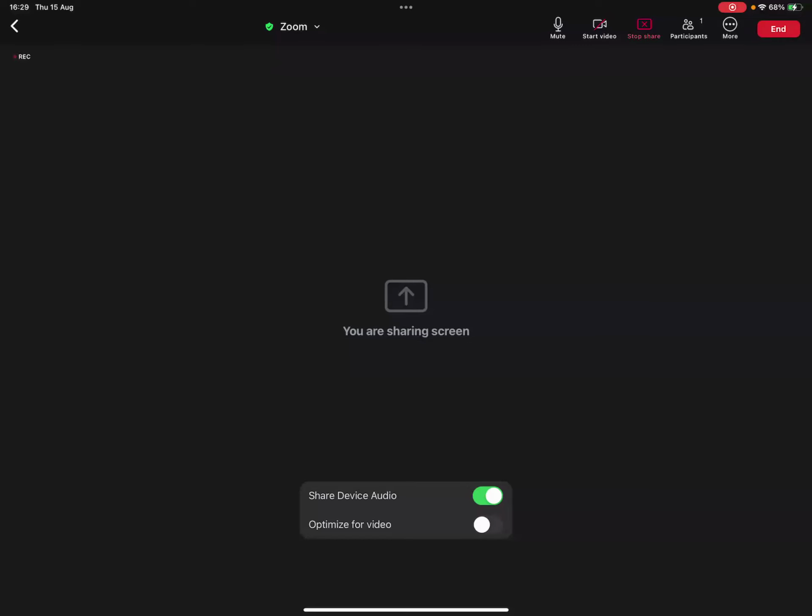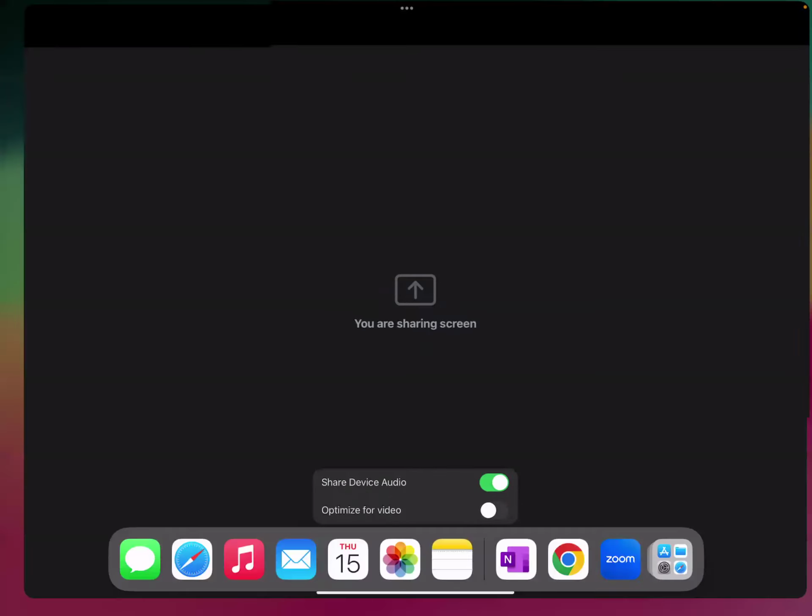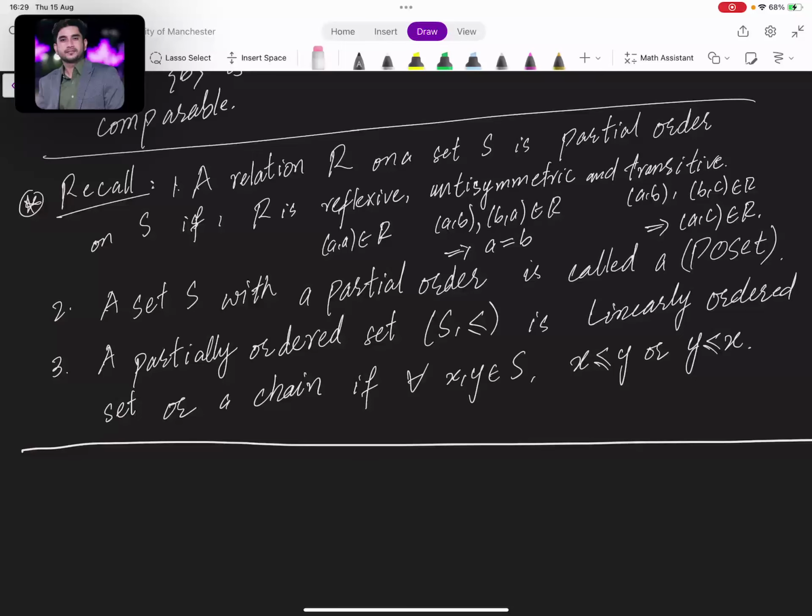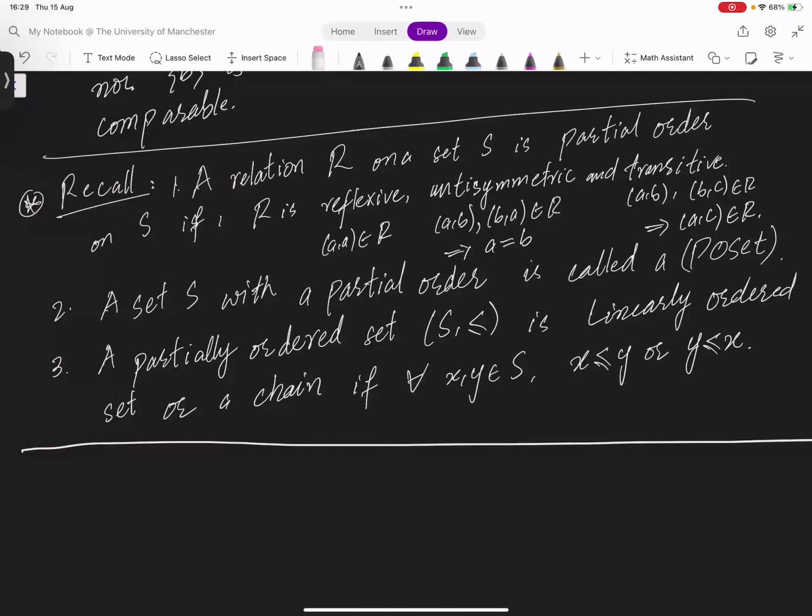Assalamu alaikum. So we will start lecture 4 by recalling some of the previous definitions which we have discussed in part 1 of this lecture.